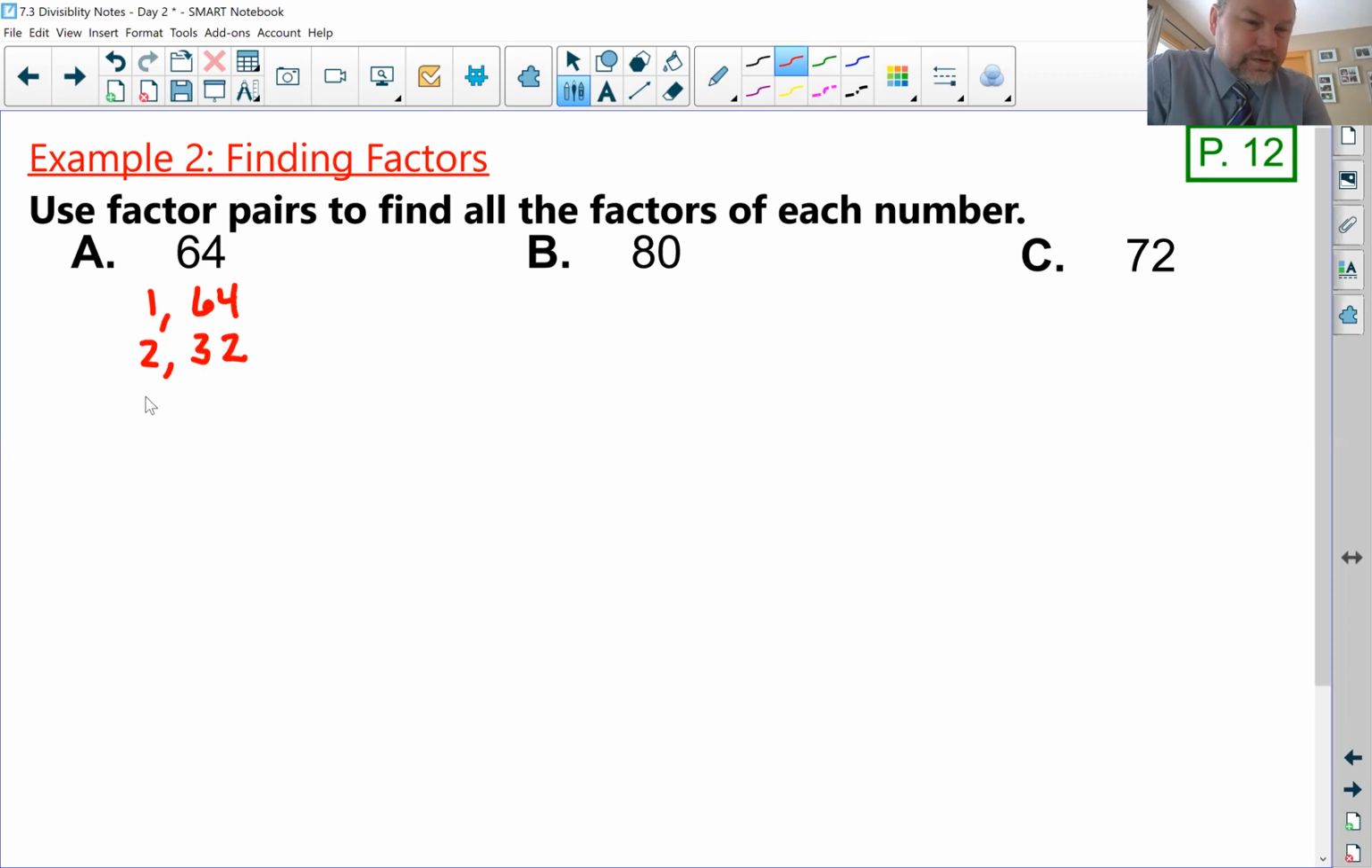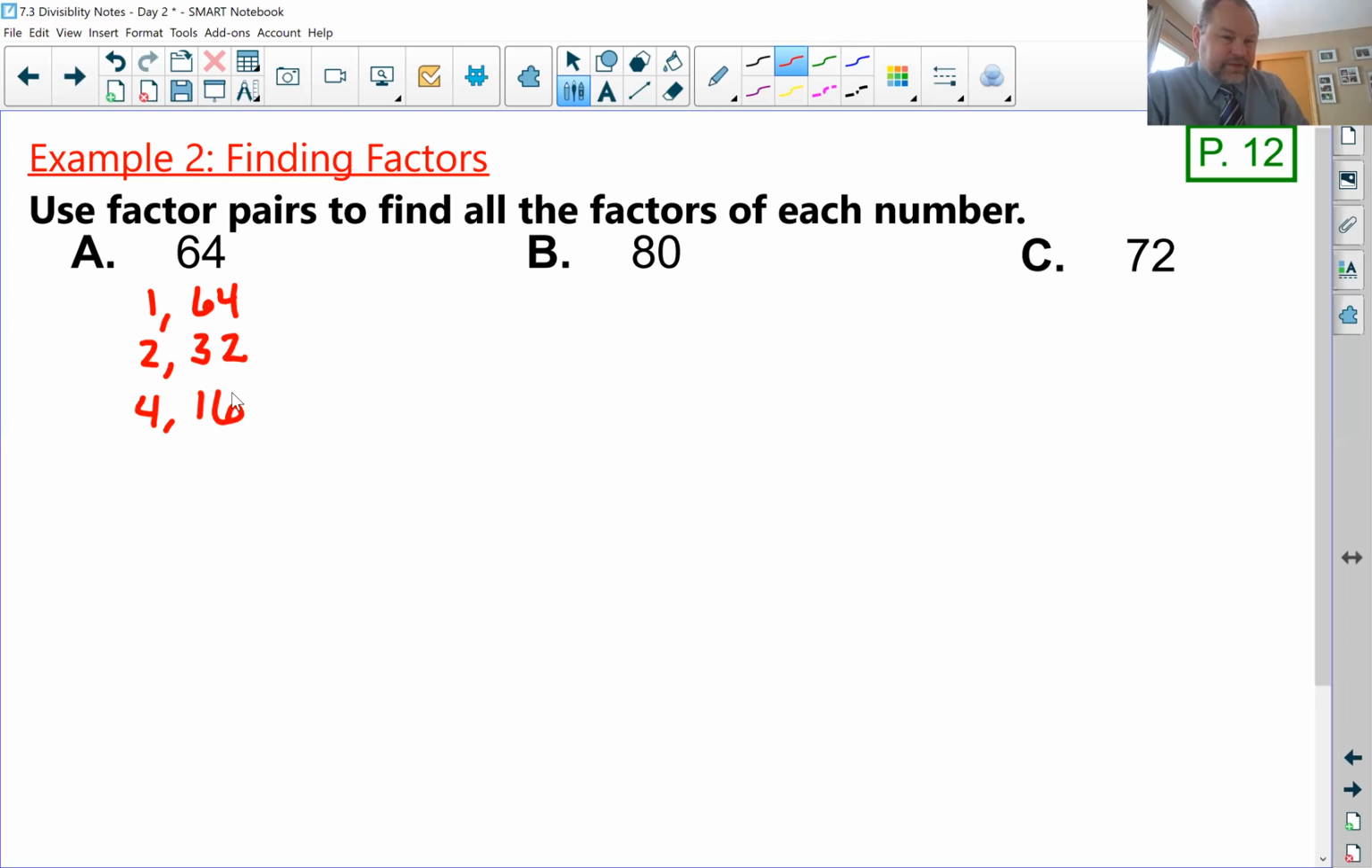4 is a factor. 4 and 16. 5 is not a factor because it does not end in 5 or 0. 6 is not a factor because in order for 6 to be a factor, it has to be evenly divisible by 2 and by 3. And it's not evenly divisible by 3, so 6 can't be a factor. 7, there is no rule for 7. That one you would just have to try dividing and see if it works. In this case, 7 doesn't work.